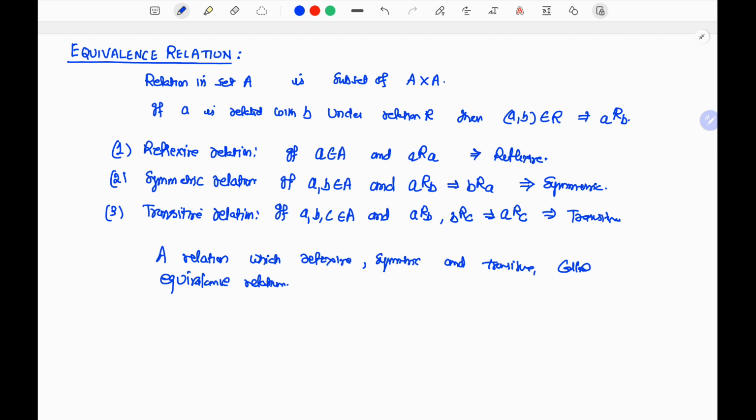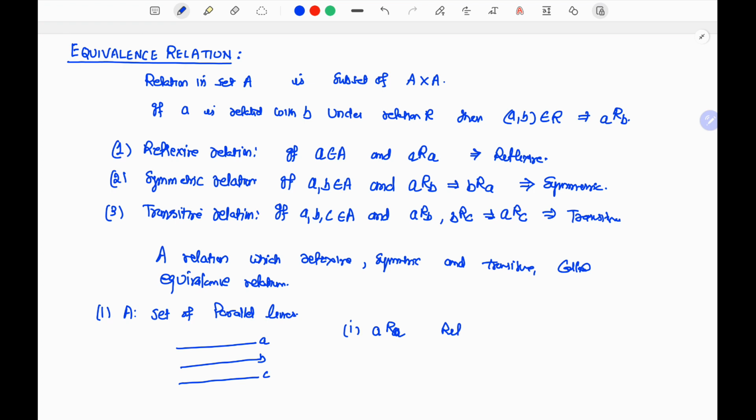For example, if we consider a set A, which is a set of parallel lines, we take three lines, one is a, another b, and third one is c, and these lines are parallel to each other. Here, a is related with a because a line is parallel to itself, hence reflexive. Second, a is related with b because a is parallel to b, and b is also related with a because b is also parallel to a. This implies that the relation is symmetric.